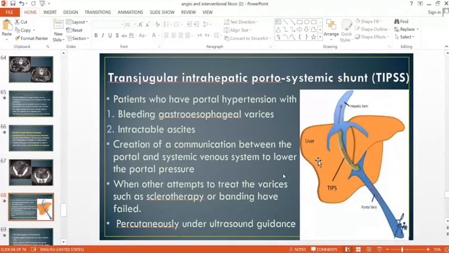Another interventional radiological procedure is TIPS. You are all familiar with TIPS, transjugular intrahepatic portosystemic shunt. Patients with portal hypertension, with complications, namely bleeding gastroesophageal varices and intractable ascites, are candidates for TIPS. There is creation of a communication between the portal and systemic venous system to lower the portal pressure, when other attempts to treat the varices, such as sclerotherapy or banding, have failed. It is done percutaneously under ultrasound guidance.